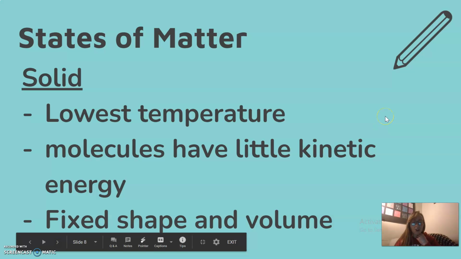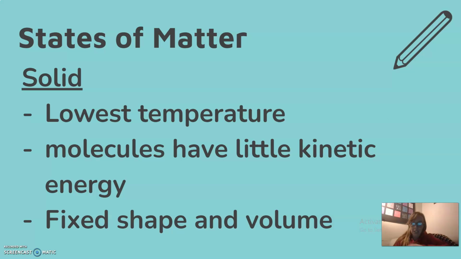All right, so a little bit more about each state of matter. I know you all know what a solid, a liquid, and a gas are, but you need to know these little parts about what really defines them. So the solid is the lowest temperature state. Molecules have little kinetic energy.